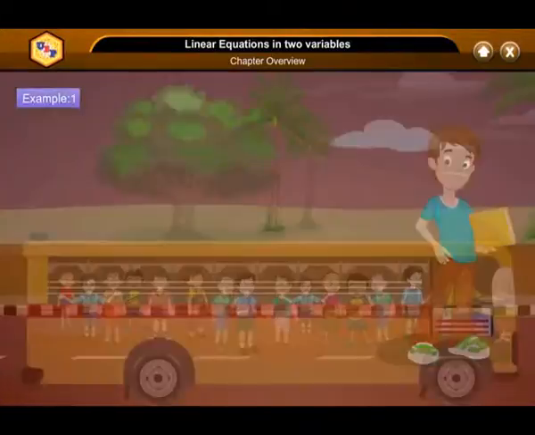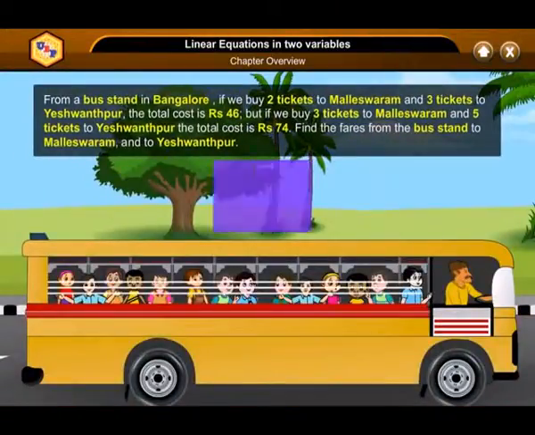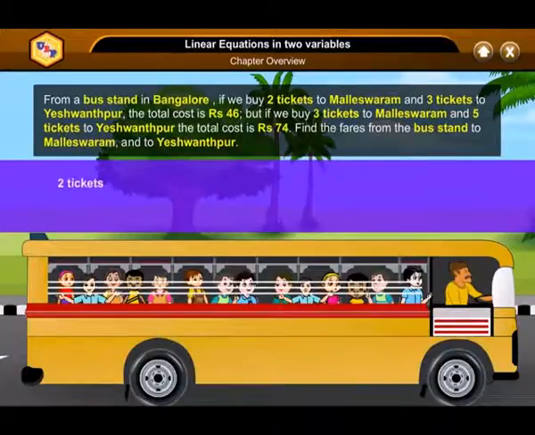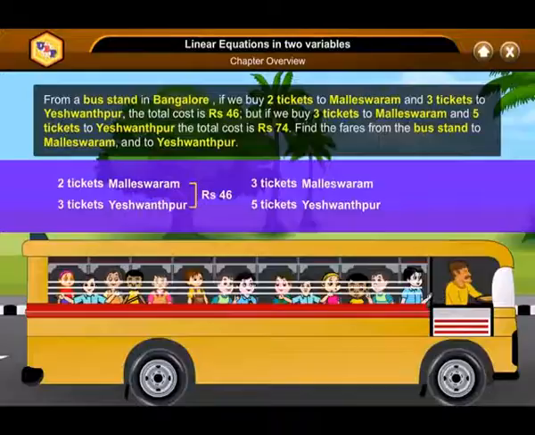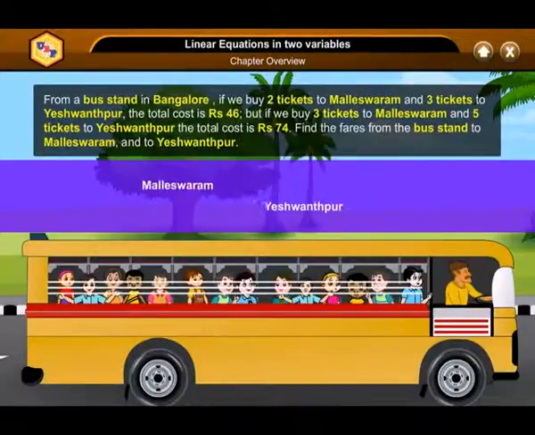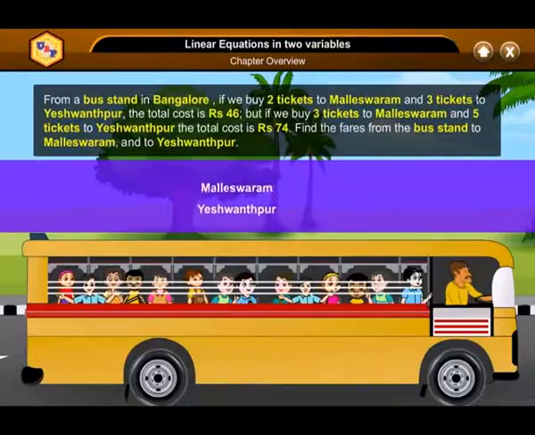Example 1. From a bus stand in Bangalore, if you buy 2 tickets to Malleswaram and 3 tickets to Yeshwanthpur, the total cost is rupees 46. But if we buy 3 tickets to Malleswaram and 5 tickets to Yeshwanthpur, the total cost is rupees 74. Find the fares from the bus stand to Malleswaram and to Yeshwanthpur.